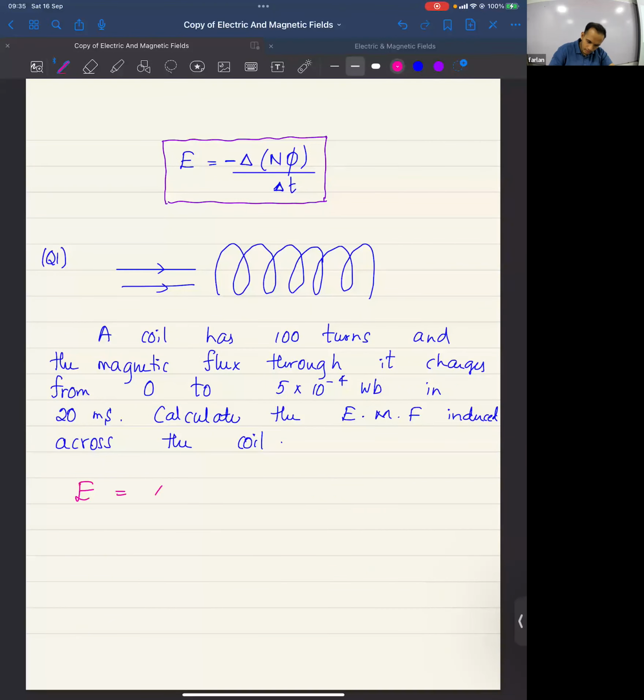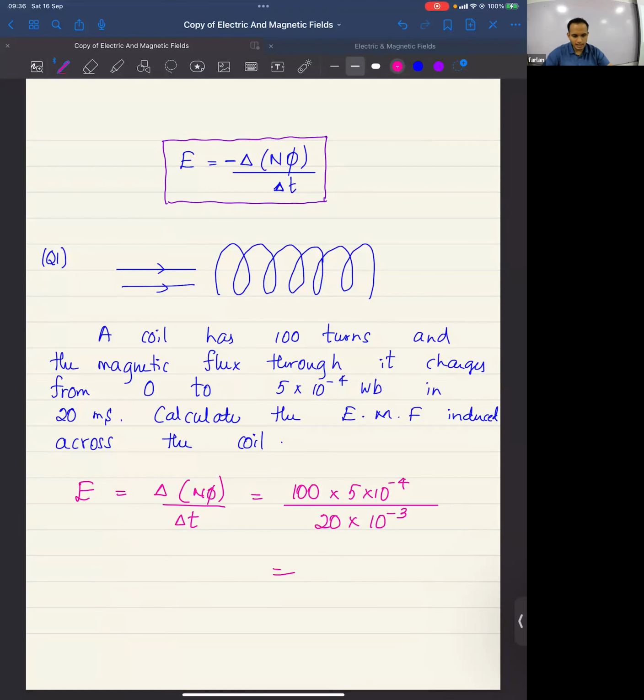EMF induced equals delta N phi over delta t. So N is 100 turns. Phi is 5 into 10 to the power minus 4. This is the final flux linkage, and the initial flux linkage is 0. So the change will be just 100 into 5 into 10 to the power minus 4, divided by the time taken for that change, which is 20 milliseconds, 20 into 10 to the power minus 3 to convert milliseconds to seconds.